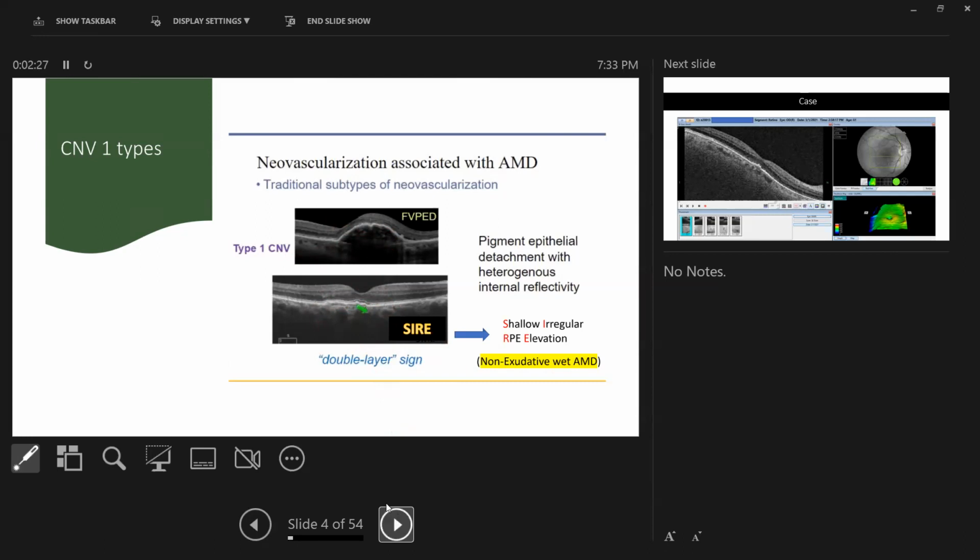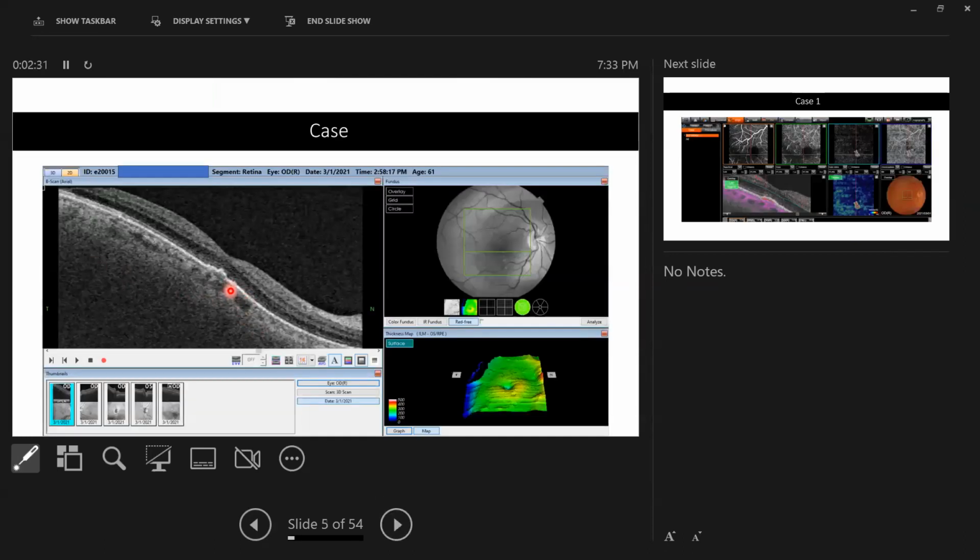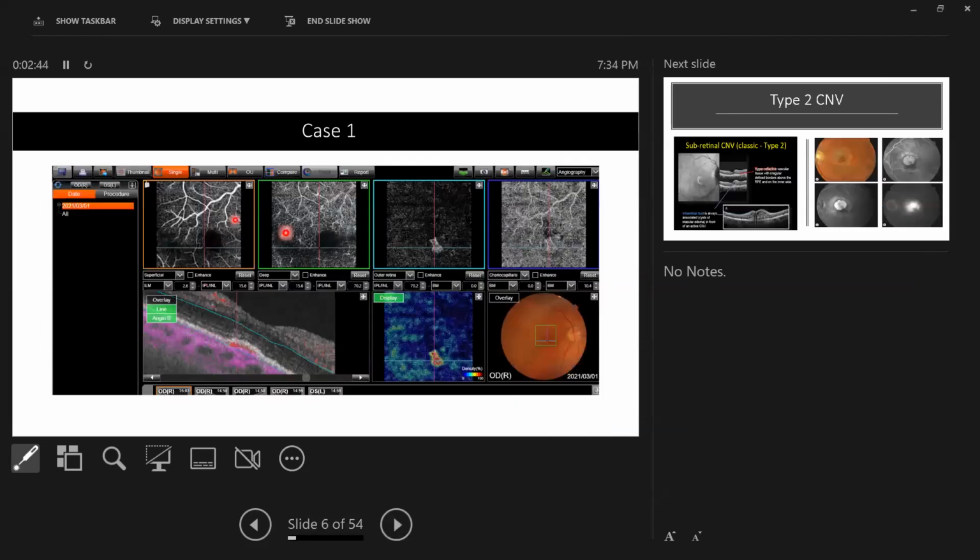fluid or subretinal fluid. This is one of my cases who presented to my clinic with blurred vision in the right eye. You can see in the OCT an area of RPE detachment with a space between the RPE and the Bruch's membrane. If we go to the OCT angio, we can identify a small type 1 CNV. We call this silent CNV. In the flow map, we can see the high flow just beneath the retinal pigment epithelium. This type we don't treat, we just observe. And if we get any intraretinal fluid or subretinal fluid, then we have to treat.